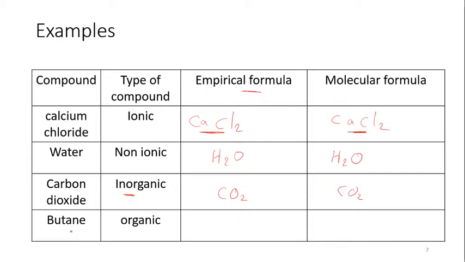So I have carbon dioxide, which is an inorganic compound, and the molecular formula is equal to the empirical formula. If I look at something like butene, its formula is C4H10. If I divide this 4 by 2 and this 10 by 2, this means my empirical formula is equal to C2H5.